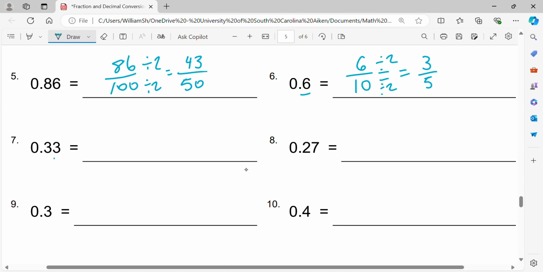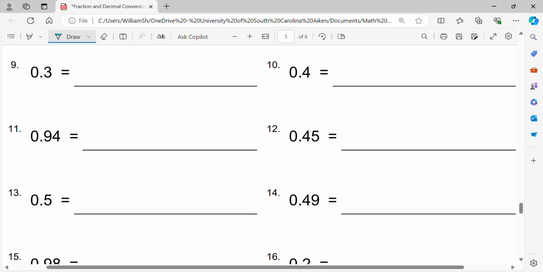0.33. That last 3 is in the hundredths place. So I'm putting 33 over 100. Can't reduce, so we're done. 0.27. That 7 is in the hundredths place, so I'm looking at 27 out of 100. Can't reduce that any further, so I'm done. Hopefully you see this pretty simple. 0.3. That 3 is in the tenths place, so that's 3/10.